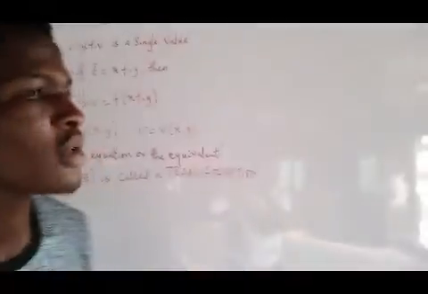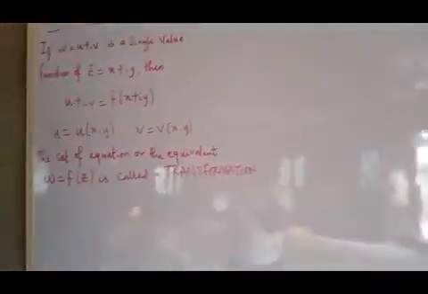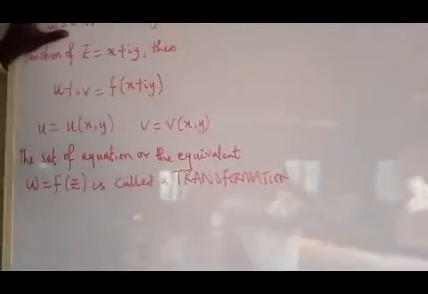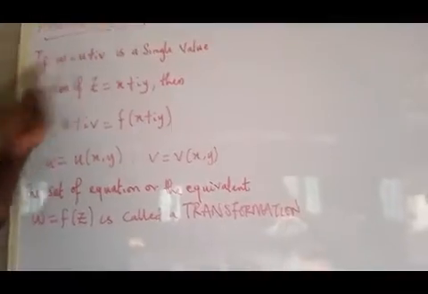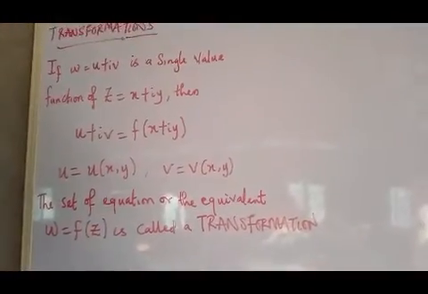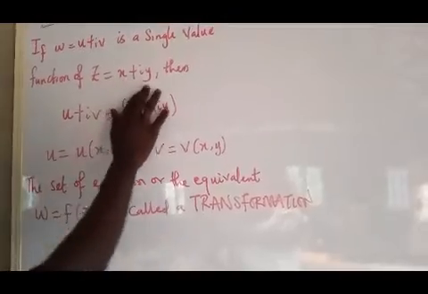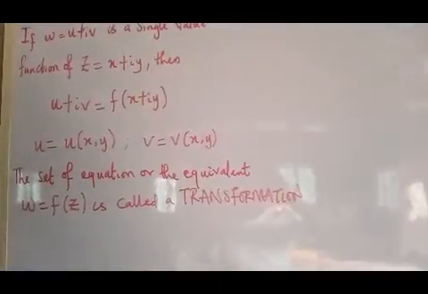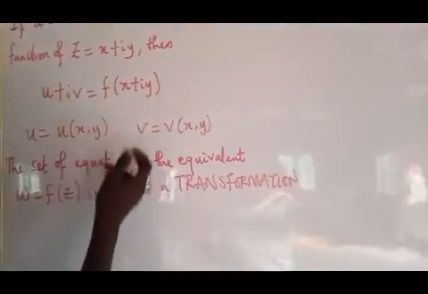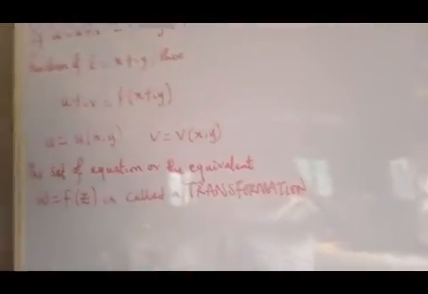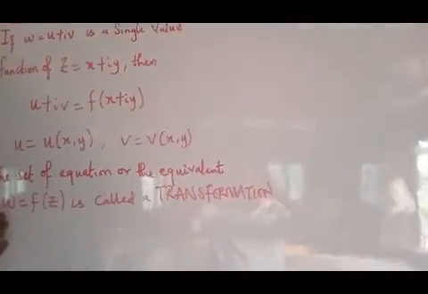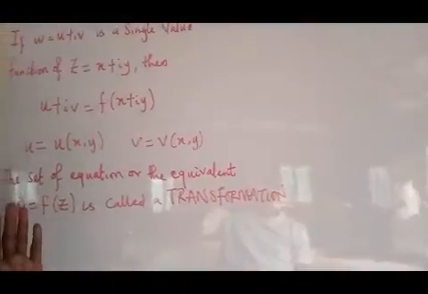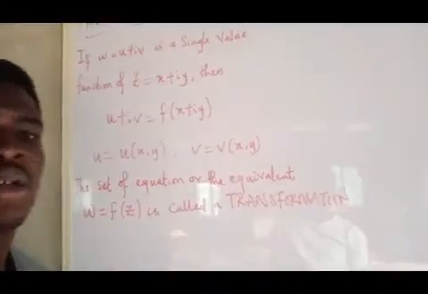Alright, today I want to talk about transformation under complex analysis 1. In today's teaching I'll be talking about transformation, and as you can see, if w equals u plus iv, where u and v are both real, is a single-valued function of z equals x plus iy, then u plus iv should equal what? f of x plus iy. Then u is equal to what? u of x, y, and v is equal to v of x, y. Then they said the set of this equation, or the equivalent of w equals f of z, is called a transformation.